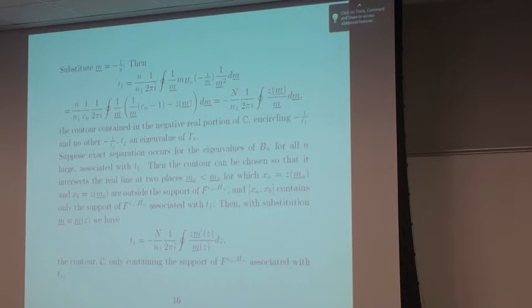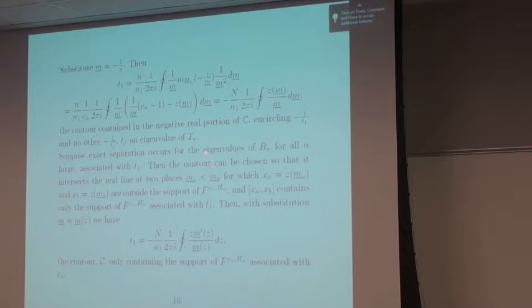Again, I'll write it again: Z of m equals minus 1 over m plus the integral of t dHn(t), which is discrete in our case. And so we can write t1 as an integral involving our function here. The contour, with that change of variables, is contained in the negative real portion of C, encircling only minus 1 over t1 and no other eigenvalue of Tn.